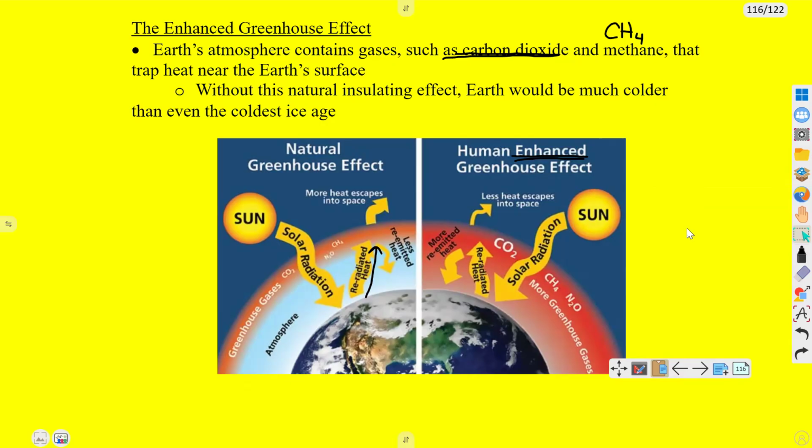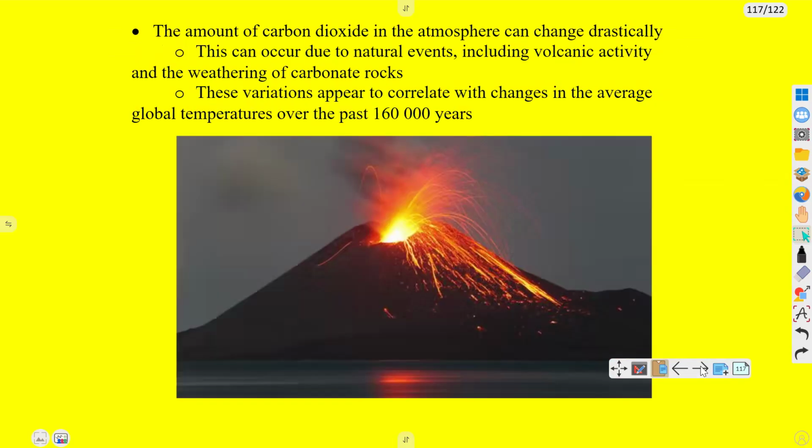without this insulation. However, the issue is not so much that we have these gases in here; it's that we have added more carbon dioxide and methane and other greenhouse gases to the atmosphere, and that's causing potentially greater climate changes than would be happening naturally.